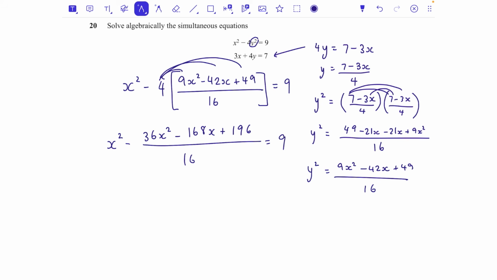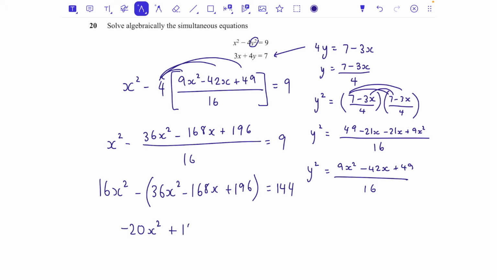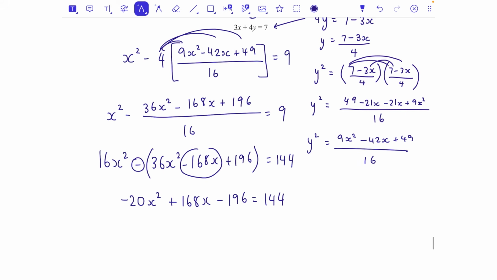And then I'm going to times everything by 16. I just think that's the easiest way to do it. 16x squared minus 36x squared minus 168x, add 196. Now be careful because you're taking everything here away, equals 9 times 16, which is 144. Okay, so let's simplify that down. 16x squared take away 36x squared is going to be minus 20x squared. And then I've got add 168x because we're taking away a minus. Minus 196 equals 144. I'm going to move it over to the right hand side so I've got everything being a little bit more positive, a bit nicer.